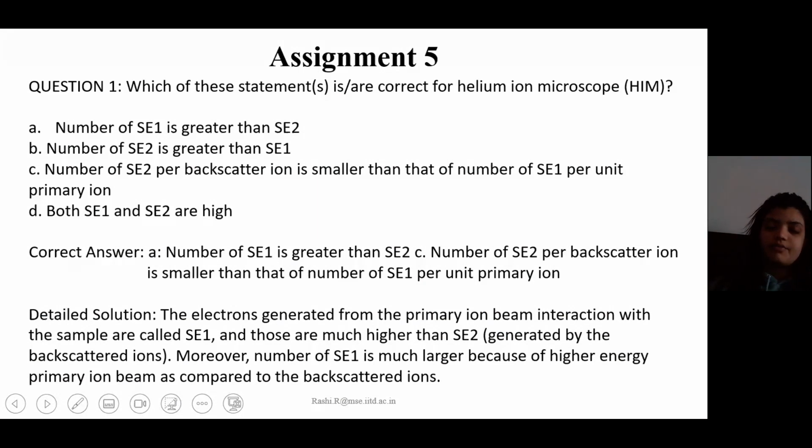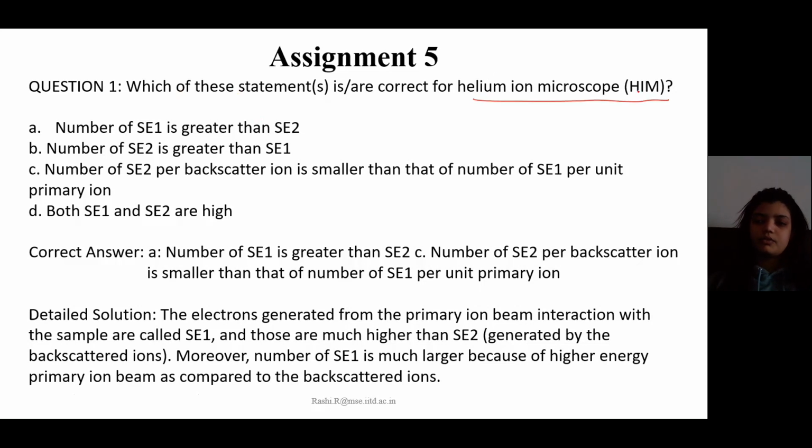Today I thought we'll start with an assignment, and we will take the questions if anyone has any questions based on that. Which of these statements is correct for helium ion microscopy? Like helium ion microscopy, as we all know, an ion will be used as a source.